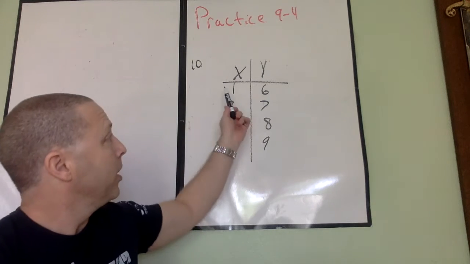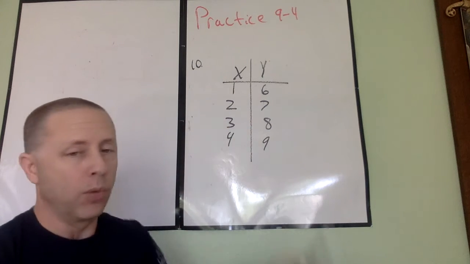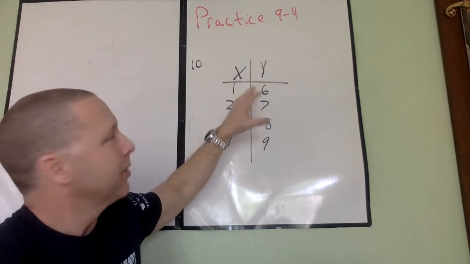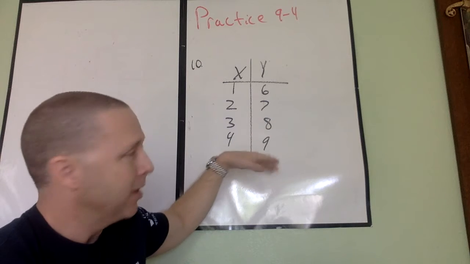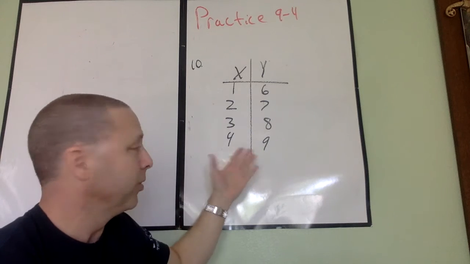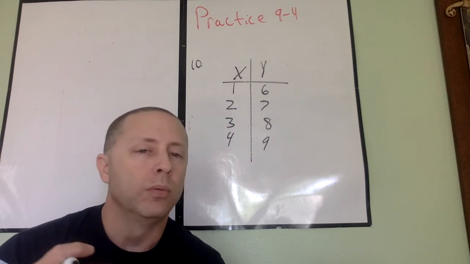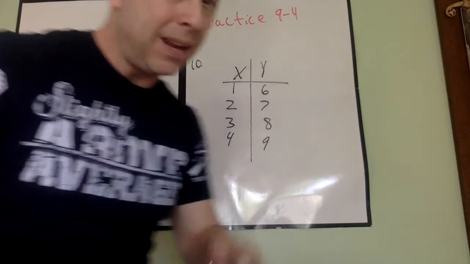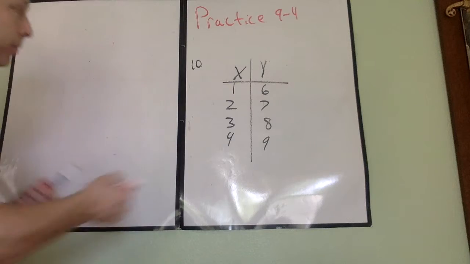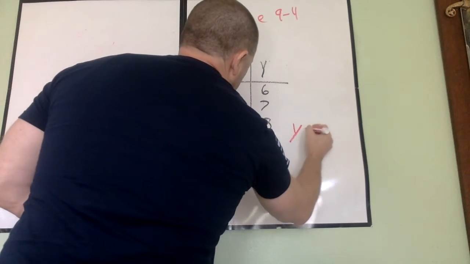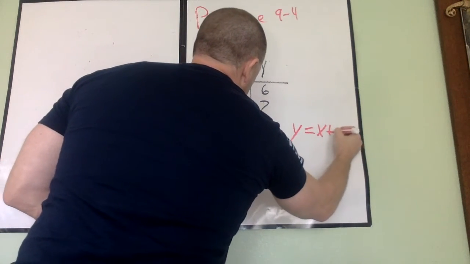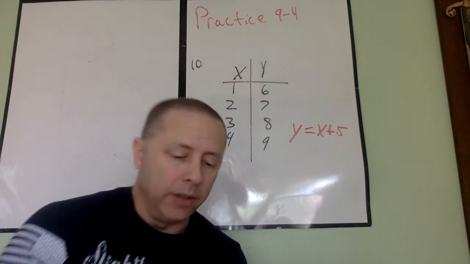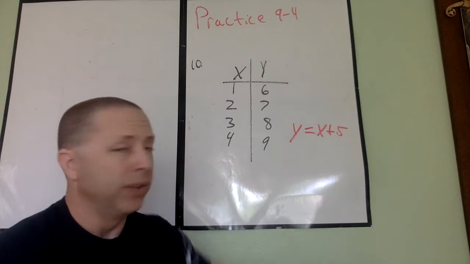How do I turn 1 into 6, 2 into 7, 3 into 8, and 4 into 9? That's not hard. 1 plus 5 gives me 6, 2 plus 5 gives me 7, 3 plus 5 gives me 8, and 4 plus 5 gives me 9. So the pattern clearly is x plus 5. All right, so I have to write my answer, though, in this fashion. Y equals x plus 5. Now, what this means is the function rule is y equals x plus 5.